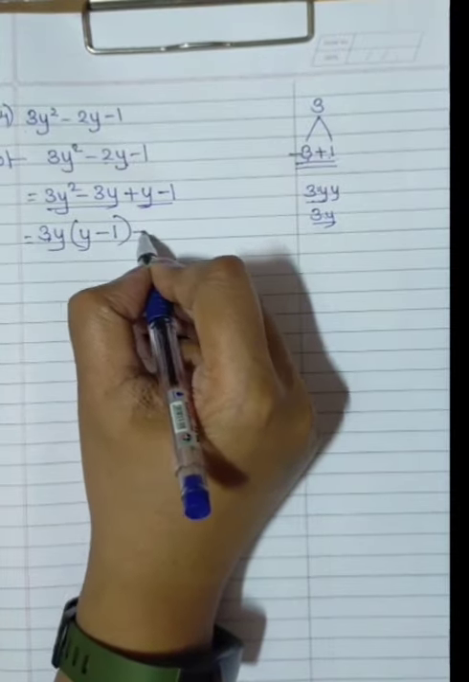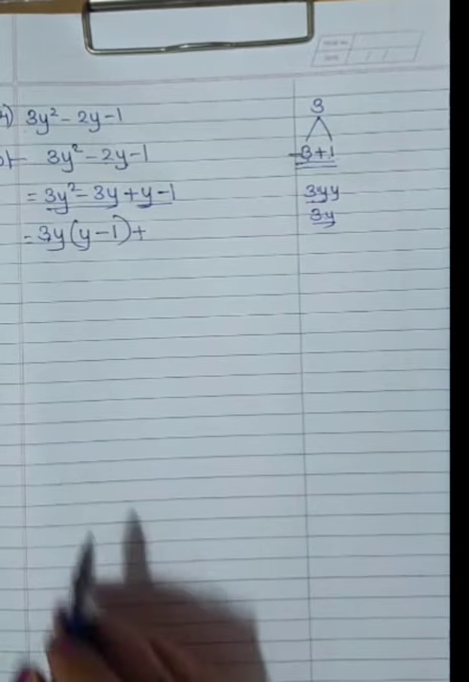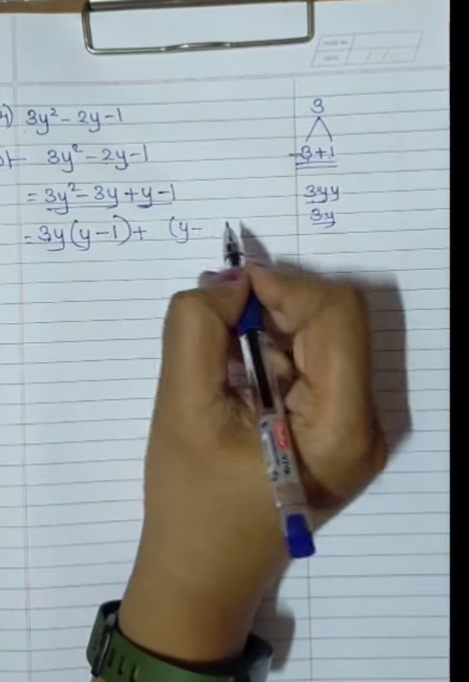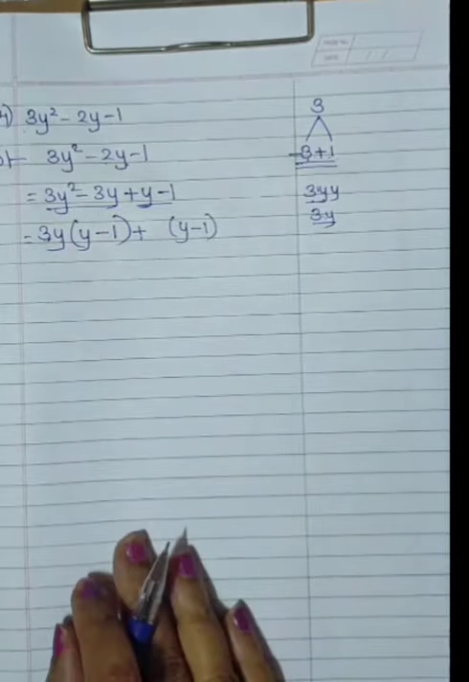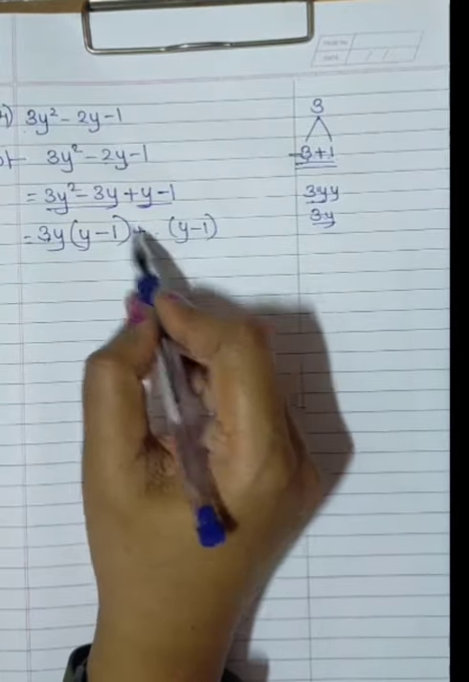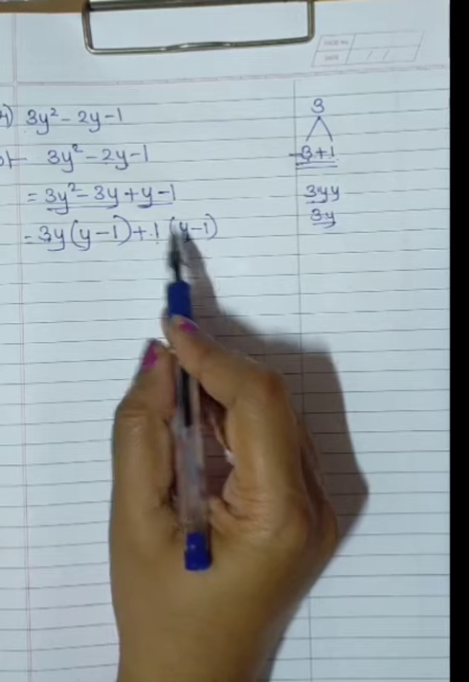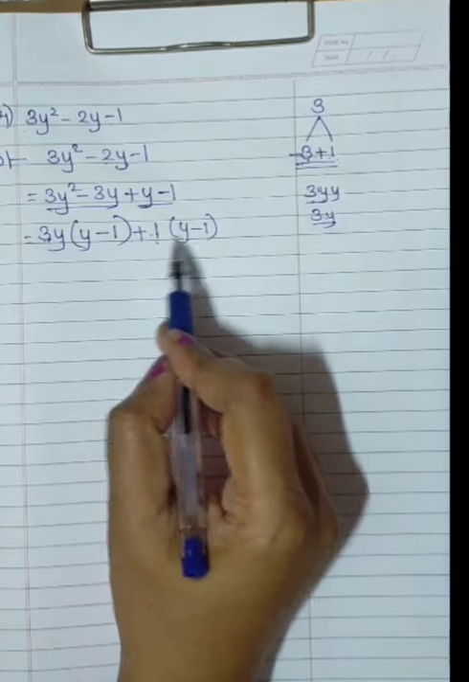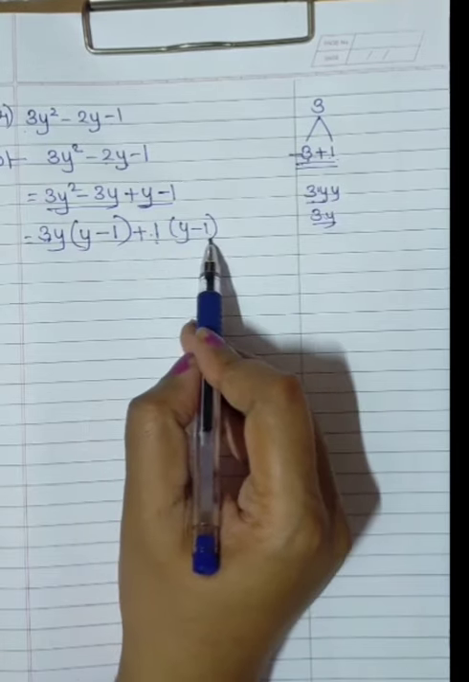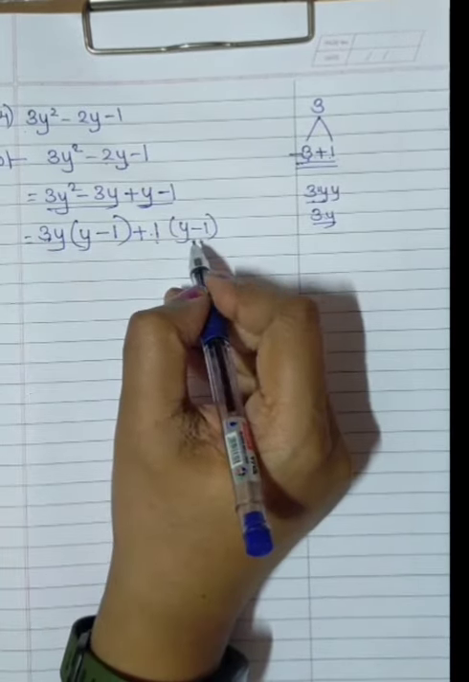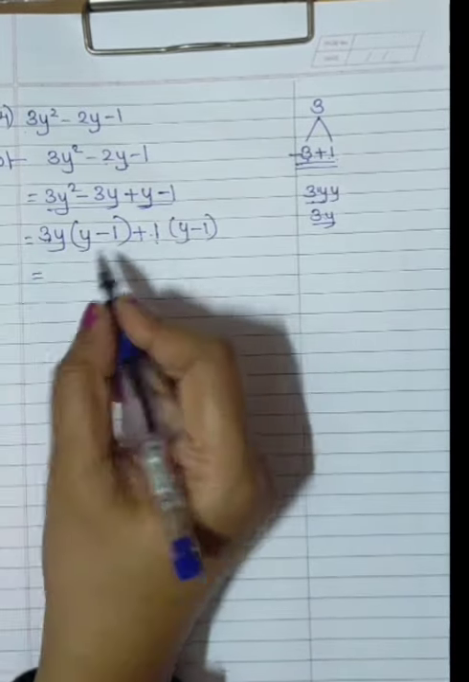So when we multiply this both, we'll get 3y square. And when we multiply the second step, that is 3y with 1, we'll get 3y. Again the plus sign will come here. And as you can see, this bracket will remain the same as it is in the second step. So in between we'll take 1. So when we multiply this both, we'll get y. And here when we multiply 1 with 1, we'll get 1 here. I hope you are understanding. Now the next step is what?